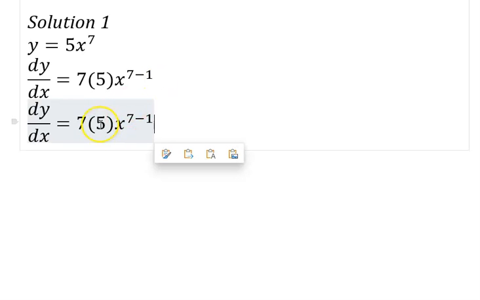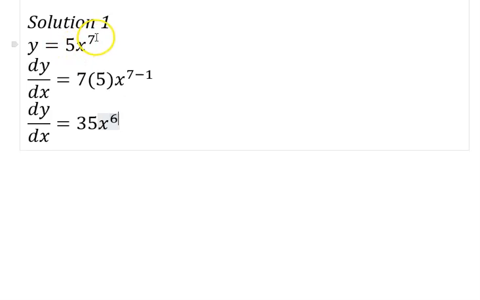So you just say 7 times 5 here will give you what? 35. Now, at the power here, 7 minus 1 will give you what? 6. Awesome. So you've been able to differentiate y equals 5x raised to power 7 with respect to x. So your answer is dy dx equals 35x raised to power 6. Very easy. Just bring your power back and minus 1 from it.